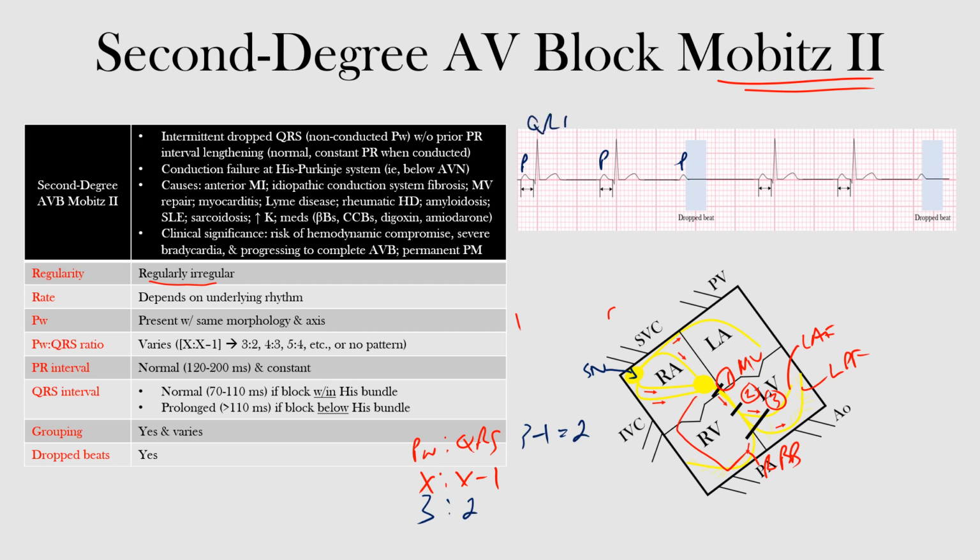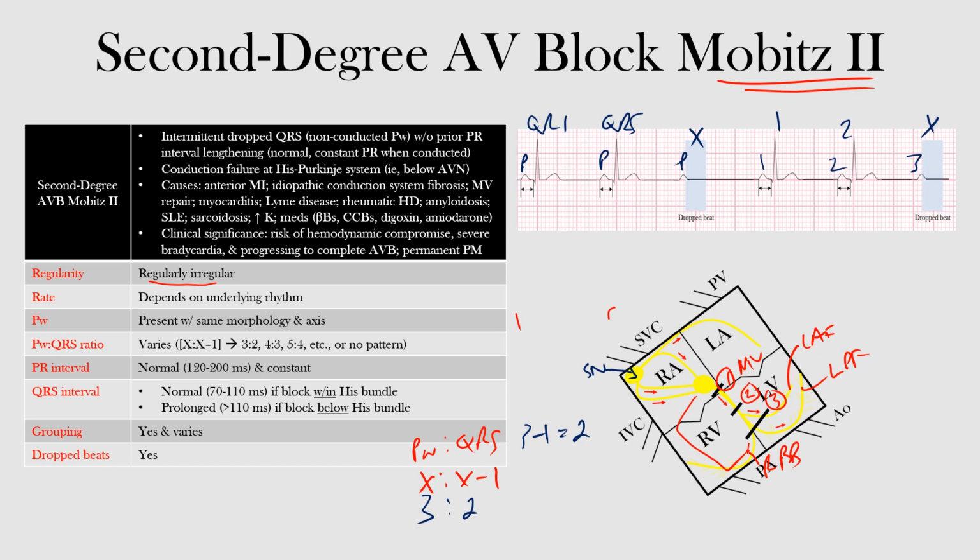Here's the first QRS, the second QRS, and then a dropped beat, so that's 3 to 2, okay, and you see that again, 1, 2, 3 P waves, and then only 1, 2 QRS complexes with the dropped beat after, okay. Now this doesn't always happen. You could have it where there's no pattern whatsoever, or it could vary between a 3 to 2, 4 to 3, or 5 to 4, or it can just go back and forth, all right.